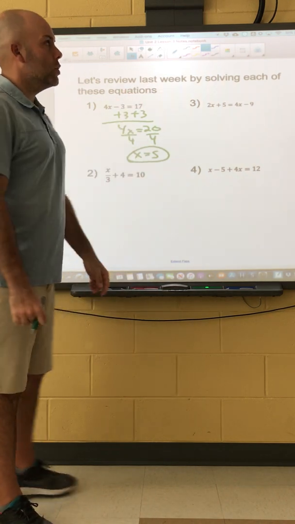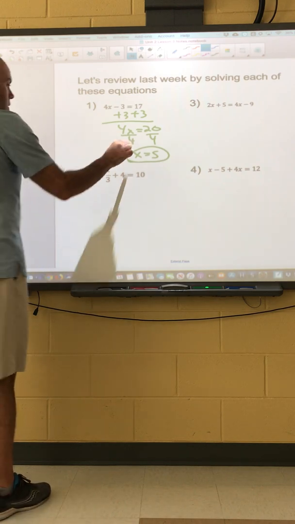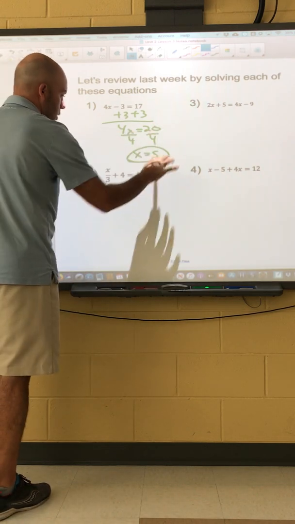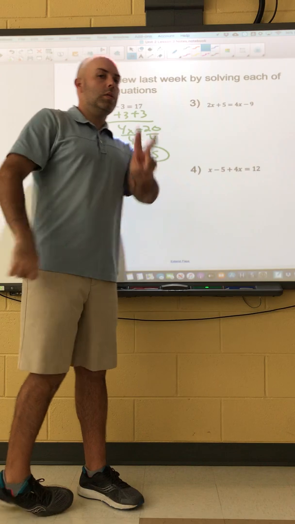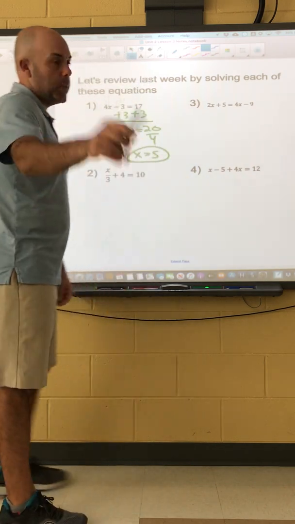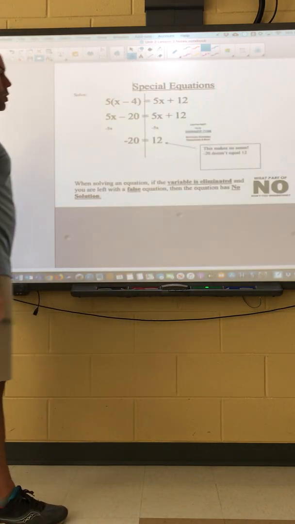However, you also can see when the x's are canceled on not just the left, not just the right, but both. So there's 2 times when that happens. Let's look at those 2 special equations. Alright, so our special equation.